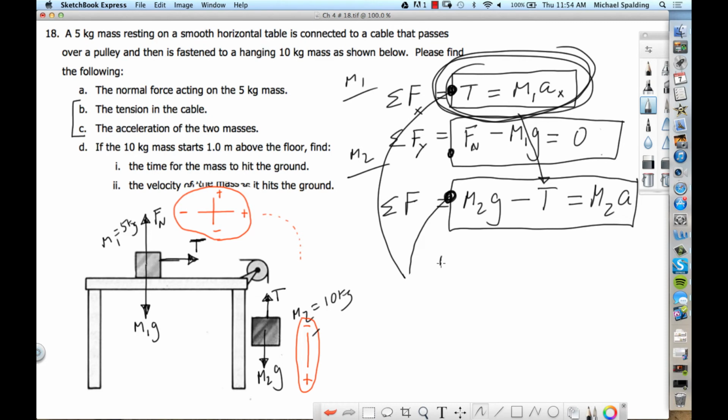So what do you get? M2G minus M1A equals M2A. The only thing missing in there is A. So get all the A's on one side. You're going to have M1A plus M2A equals M2G. Factor out the A.